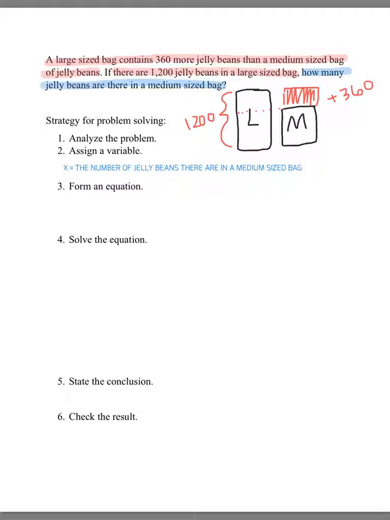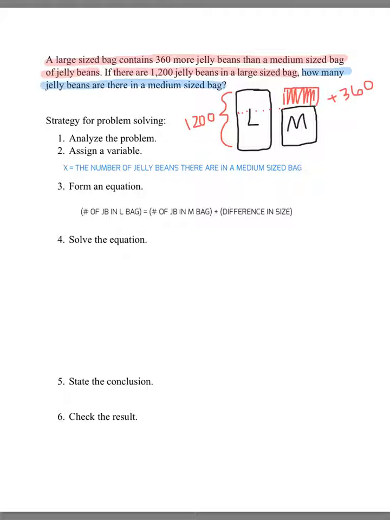So the question is, what should our equation look like? Well, for the most part, we know that the large-sized bag of jelly beans is equal to the number of jelly beans in the medium-sized bag plus the 360 required to add up to the total number of jelly beans in the large-sized bag. So our equation is going to have the following form. The number of jelly beans in the large bag is going to be equal to the number of jelly beans in the medium bag plus the difference in size. So let's go ahead and color code this.